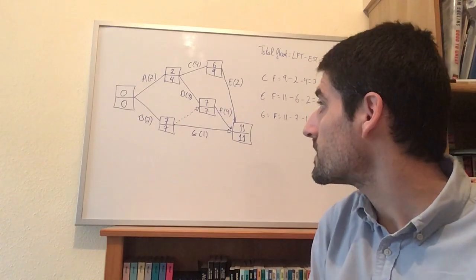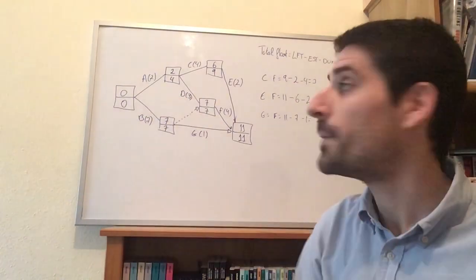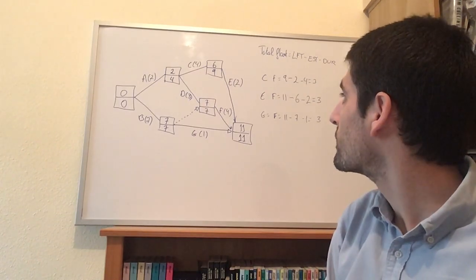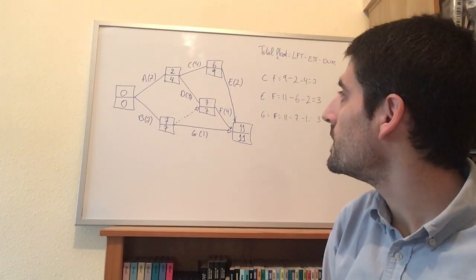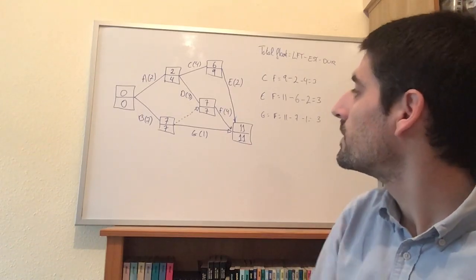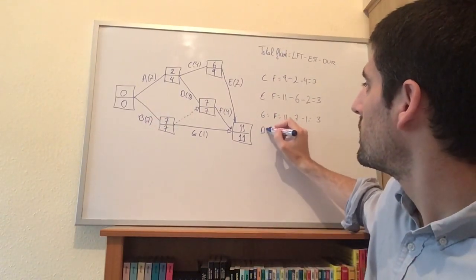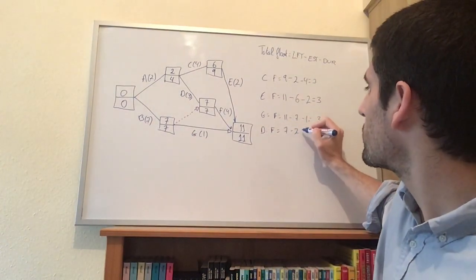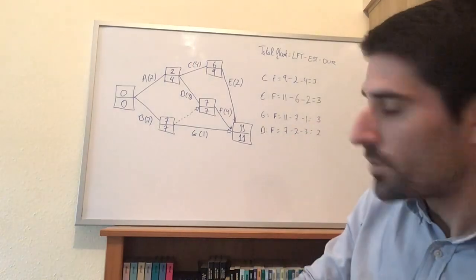The critical activities, like F, 11 minus 7 is 4, take away 4 is 0, so they have a float of 0. Oh no, we have another one, don't we? D as well is not critical. So for D, the float would have been 7 minus 2 minus 3, which is 2. There you go, one with a float of 2.